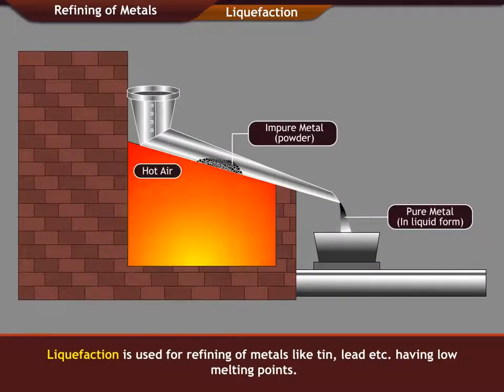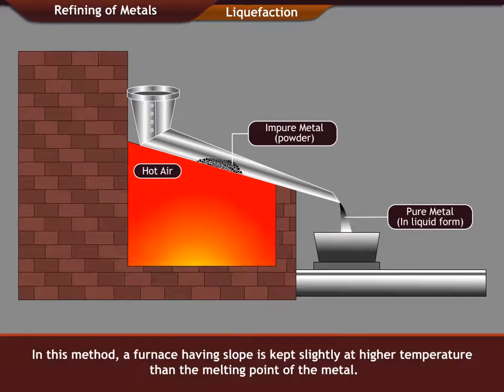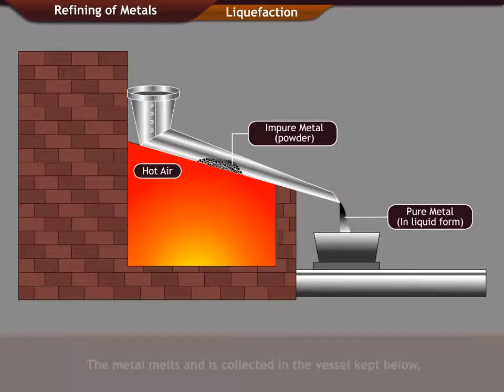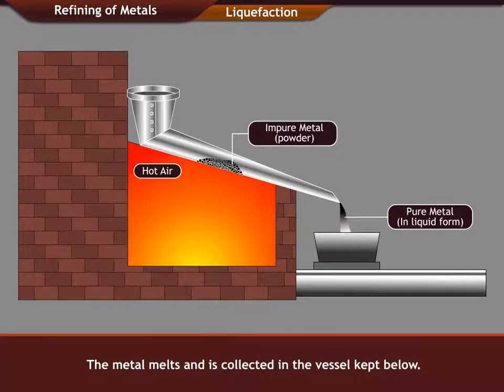This method is used for refining of metals like tin, lead, etc., having low melting points. In this method, a furnace having slope is kept slightly at higher temperature than the melting point of the metal. The metal melts and is collected in the vessel kept below.